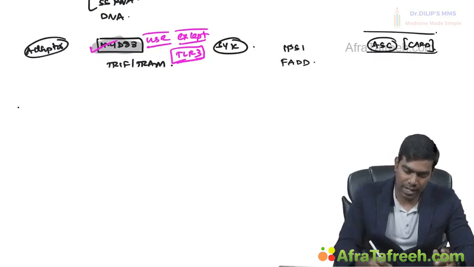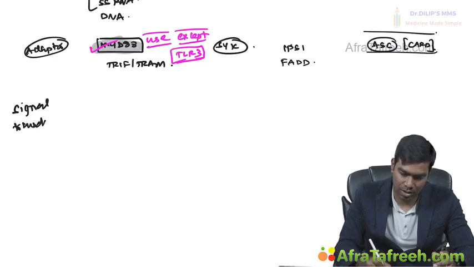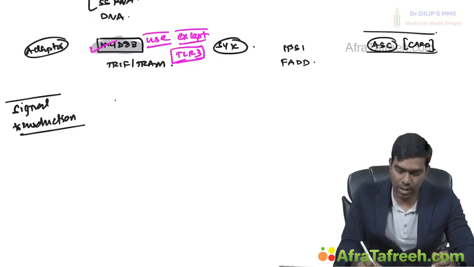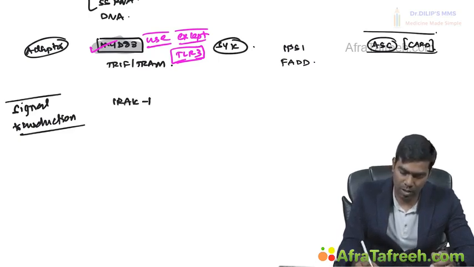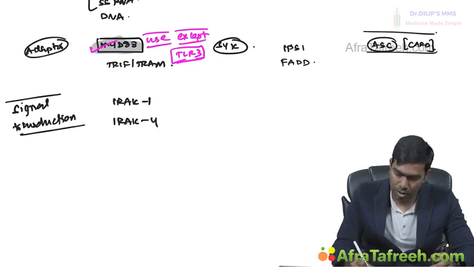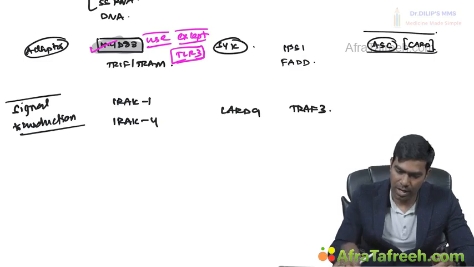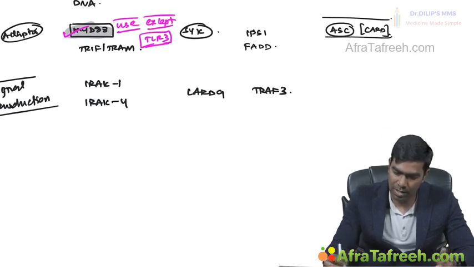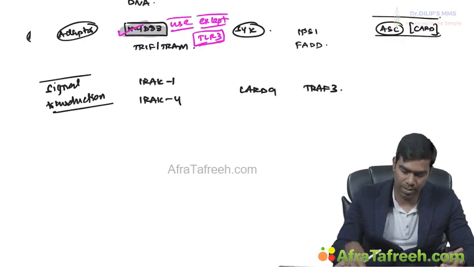And there are a lot of signal transduction proteins. What are the proteins that help in signal transduction? You have IRAK1, you have IRAK4, and the signal transduction protein here is CARD9, and the signal transduction protein here is TRAF3. And here you don't have that many signal transduction proteins, but more importantly, I'll tell you the inflammasome pathway separately.